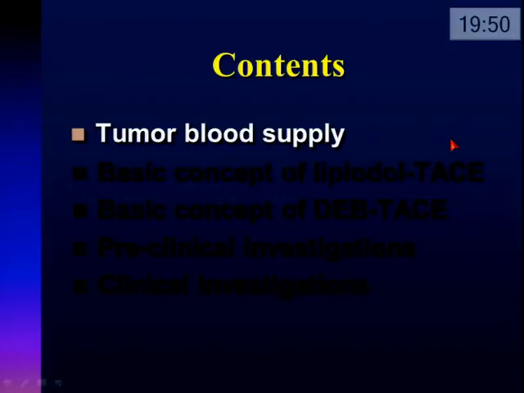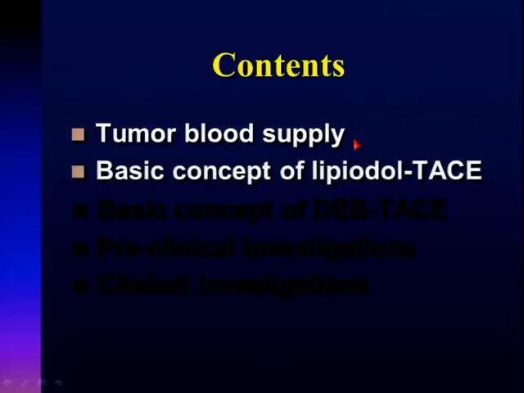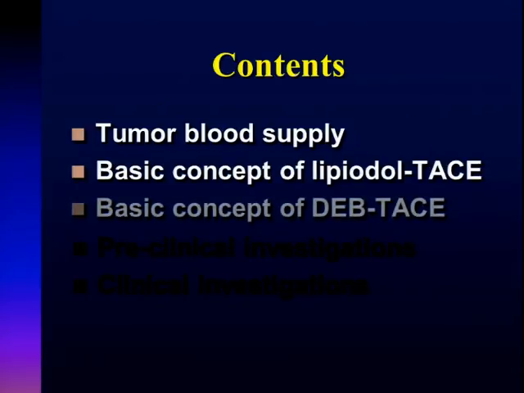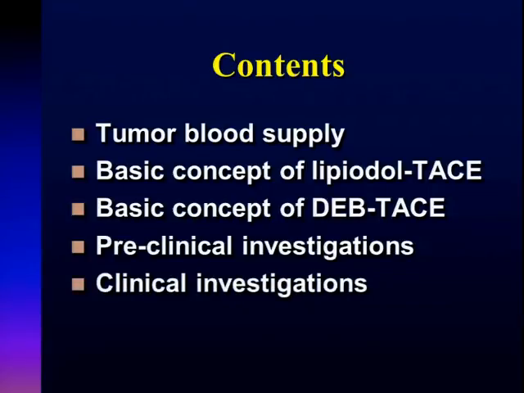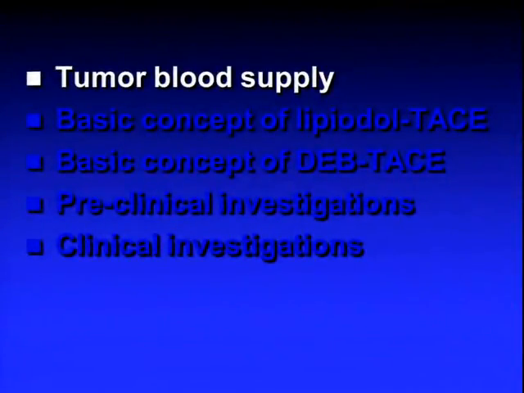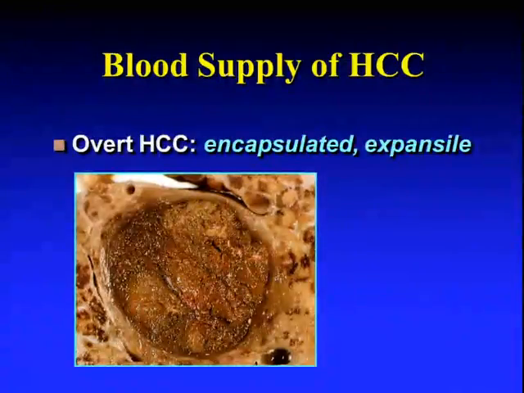Today, I will start my talk with tumor blood supply and liver microvasculature and tumor drainage. Based on tumor blood supply and liver hemodynamics, I'd like to explain the difference between the basic concept of cTACE and DEB-TACE. Then I will review the results of preclinical and clinical investigations. Let me start from tumor blood supply.